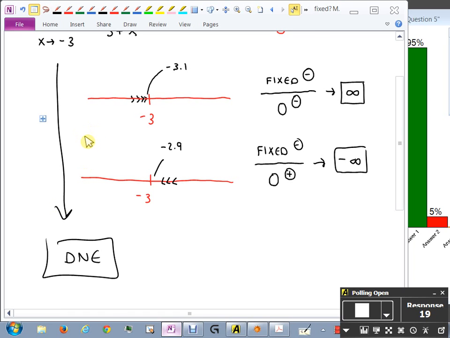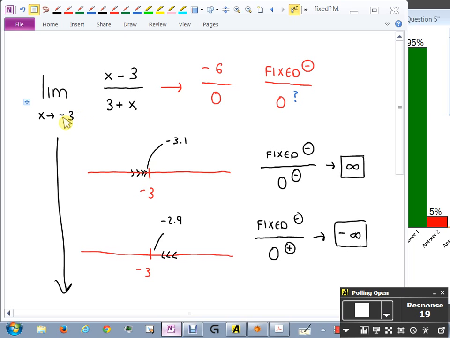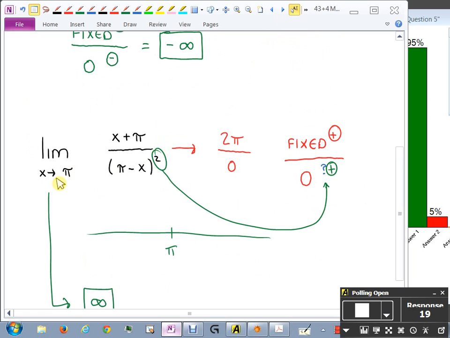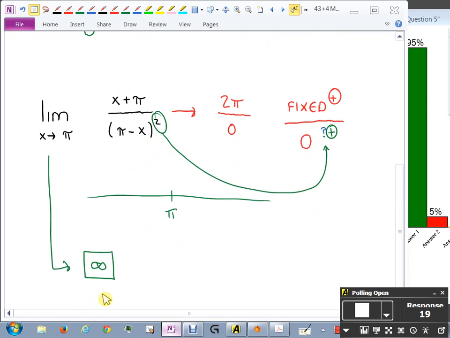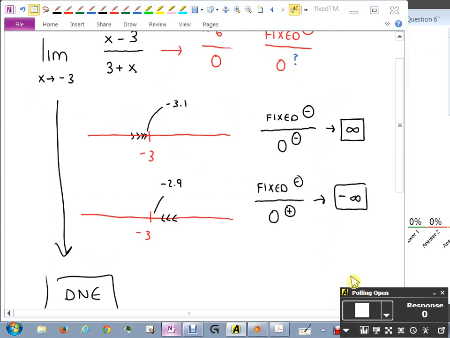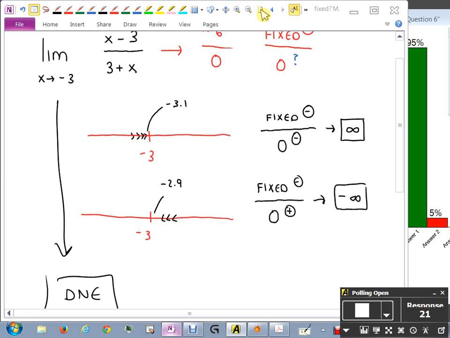So I've given you an example where I didn't tell you which side, and you got an answer of does not exist. In the previous one, I didn't tell you what side and you got an answer. So just because I don't tell you which side, that doesn't automatically mean it doesn't exist. It all depends on looking in here and working through it and convincing yourself what's happening. All right, how many of you feel pretty good at this point? Good.